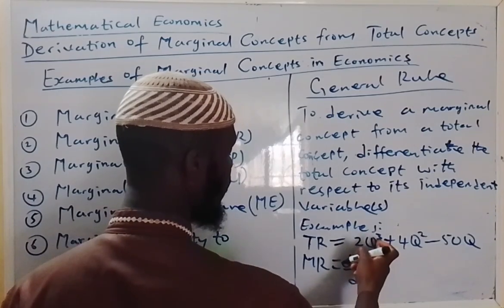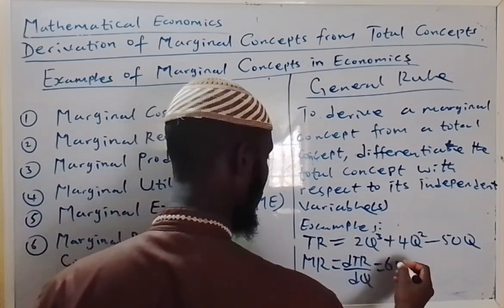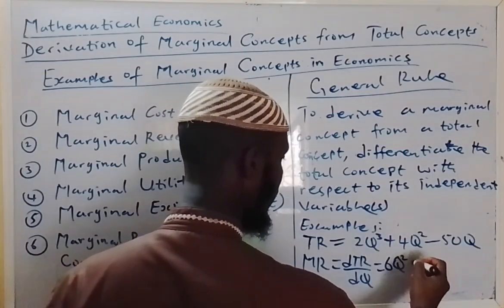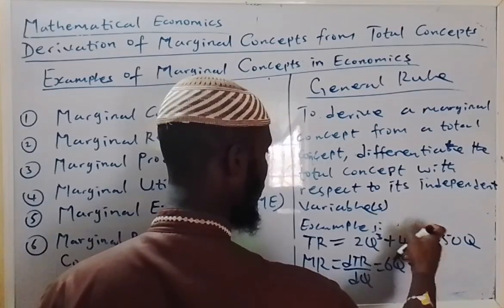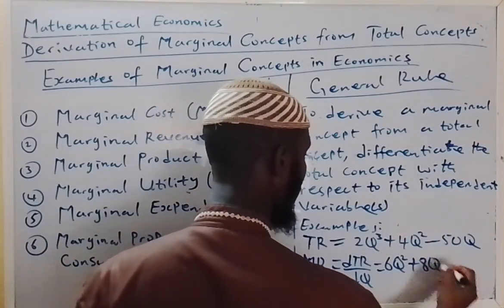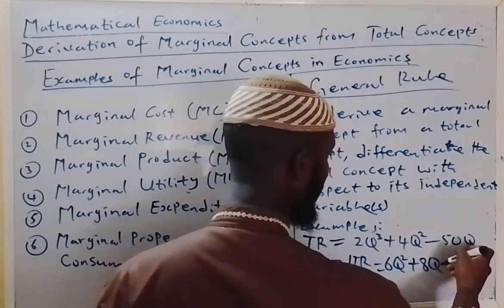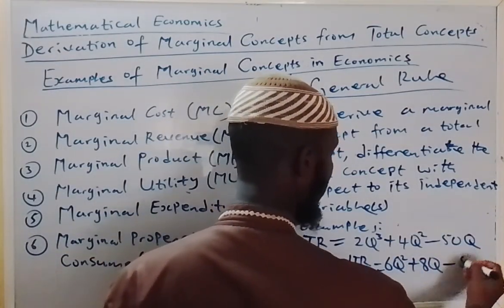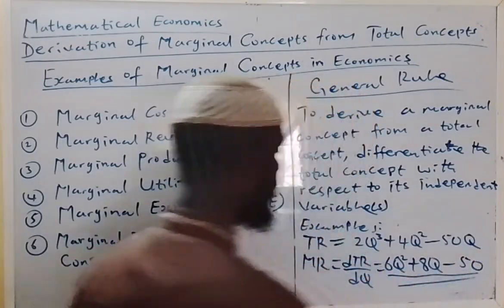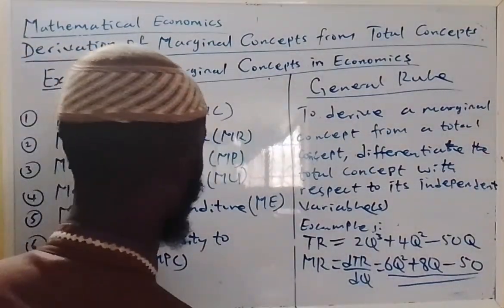If we differentiate this one, bring down 3, multiply by 2, that will give us 6Q, minus 1 from the power, we have a square. Then we have plus, bring down the power, multiply by the coefficient, 2 times 4, that is 8Q. Subtract 1 from the power, so that remains 1. Then we have minus, we differentiate this, so we have 50. So this is our marginal revenue function. So that is the rule.